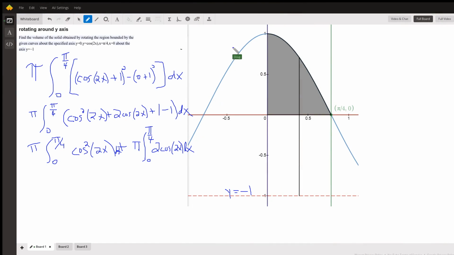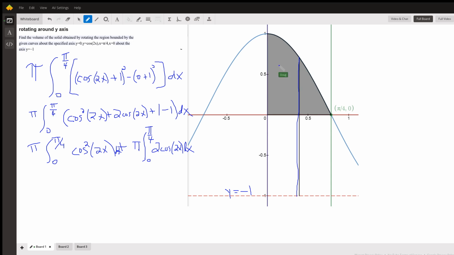Right, we have a graph that depicts the region, this gray region, that we want to revolve about the axis y equals -1, this dotted red horizontal line down here. This black segment right here is intended to depict a typical radius of a washer. And we're going to use the formula pi times the outer radius squared minus the inner radius squared, the washer method.